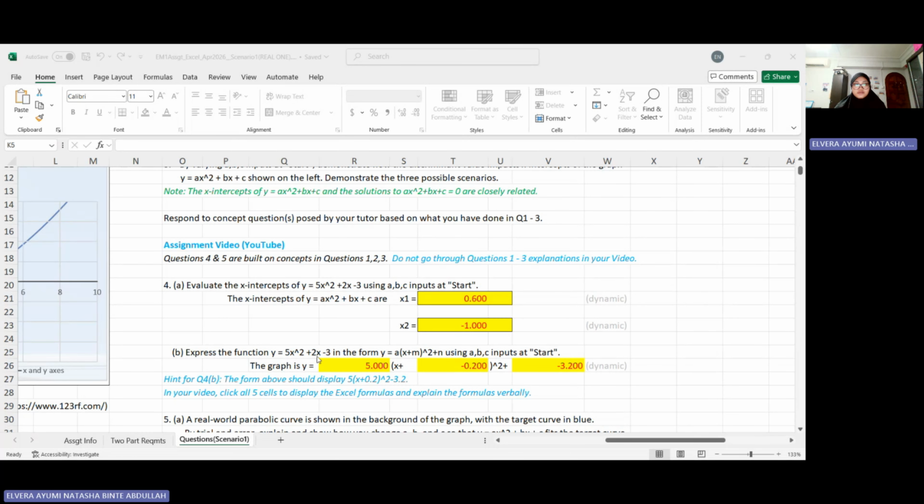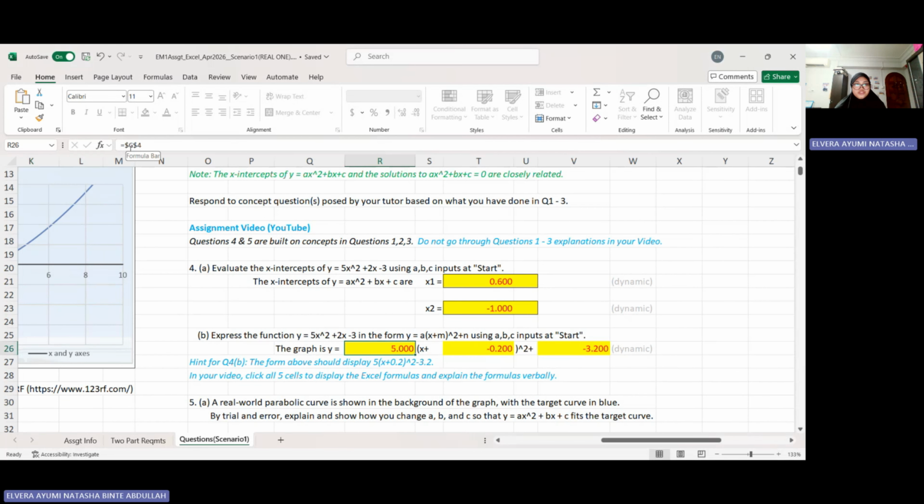The first yellow box displays the value of a, which equals G4. The second box is negative I4 divided by 2 times G4. And the third box is K4 minus I4 to the power of 2, and then after the whole thing, you divide it by 4 times G4.